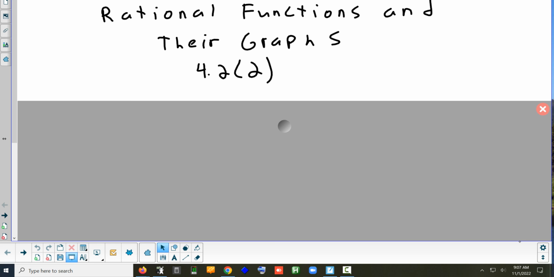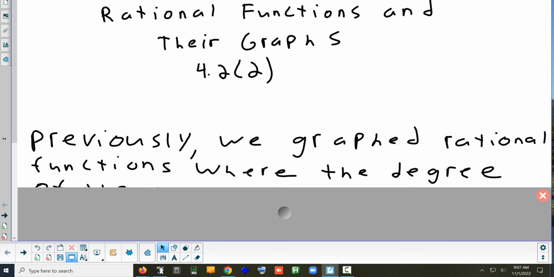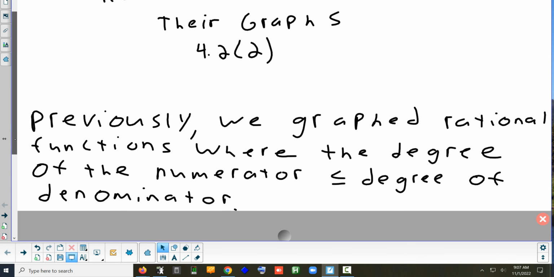All right, so today we'll finish up section 4.2, and then if we finish that, tomorrow we'll be doing 4.3, and then that's it. All right, so that's what we did yesterday.